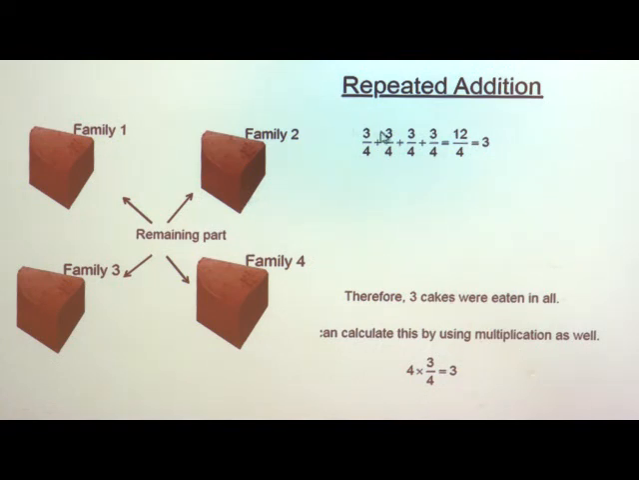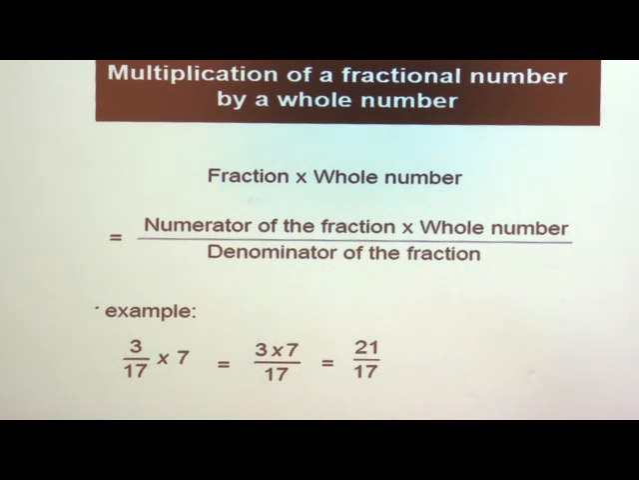So, when everyone is having 3/4 of a cake, there are 4 families, then how much total cake is eaten by these 4 families? We just did it by repeated addition as well as by multiplication. So, we got that a total of 3 cakes were eaten by all the family members together. Here is multiplication of a fractional number by a whole number. Now, you know whole numbers, we already learned them two lessons back. What are the whole numbers?